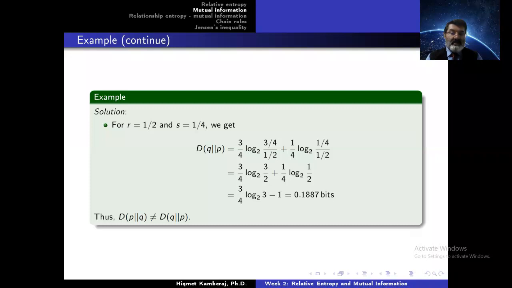Again, we use the properties of the logarithm. Log base 2 of 3/2 is equal to log base 2 of 3 minus log base 2 of 2, and log base 2 of 1/2 is minus log base 2 of 2. Moreover, log base 2 of 2 is equal to 1. Then we arrive at 3/4 log base 2 of 3 minus 1, which is equal to 0.1887 bits. Now we can notice that the relative entropy D(P‖Q) and D(Q‖P) are different.